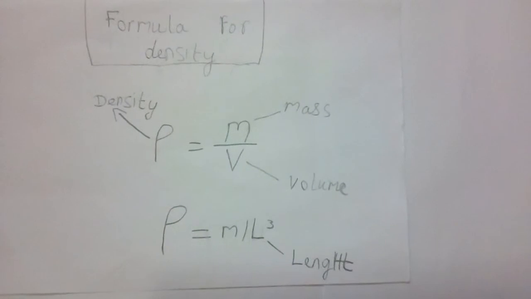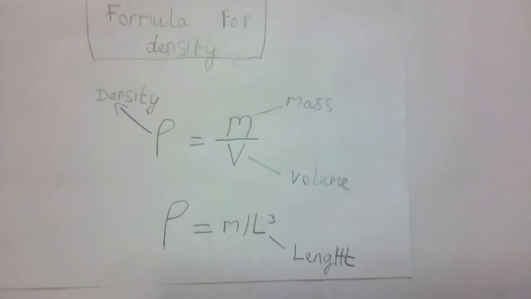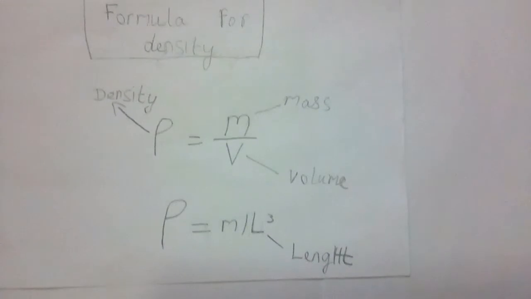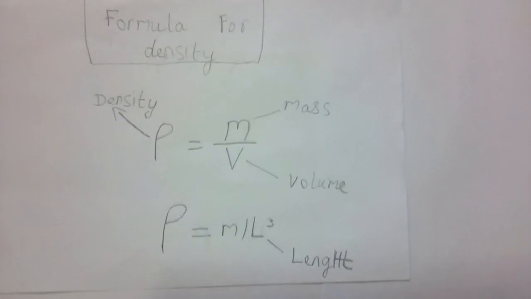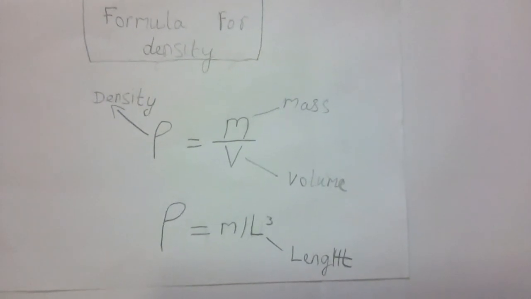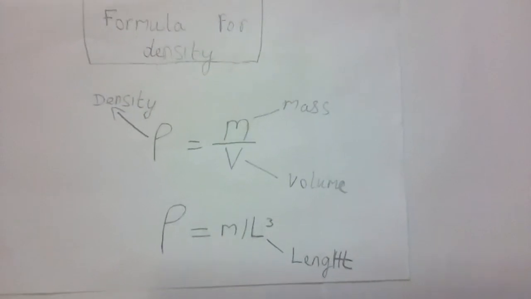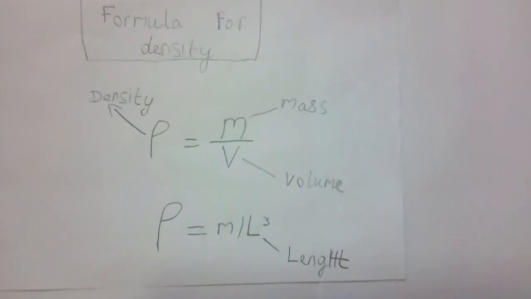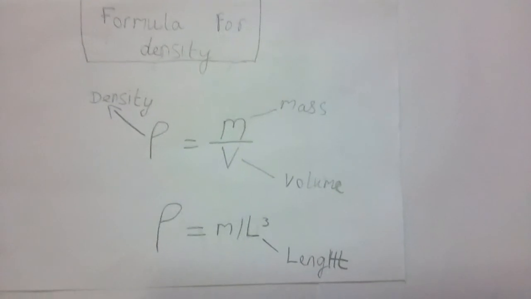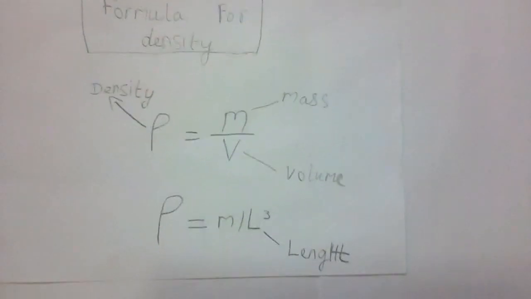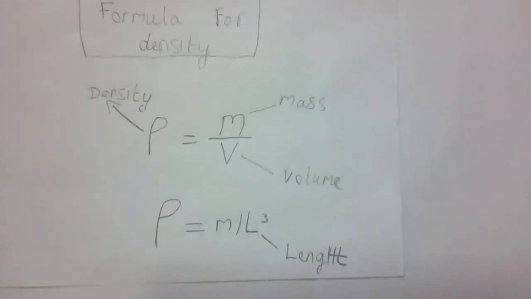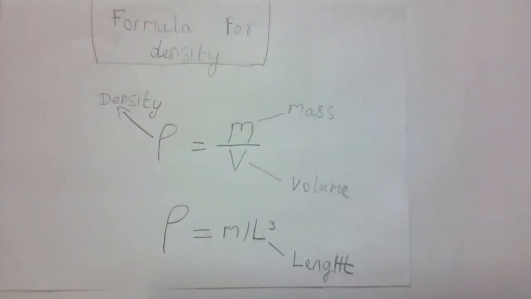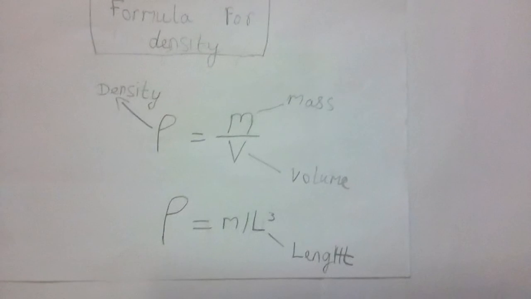If you divide m by v, we are going to get rho equals mass per length cubed, per L cubed. L is length. It can either be grams, meters, or length, depending on the size of the substance of the material you are measuring.